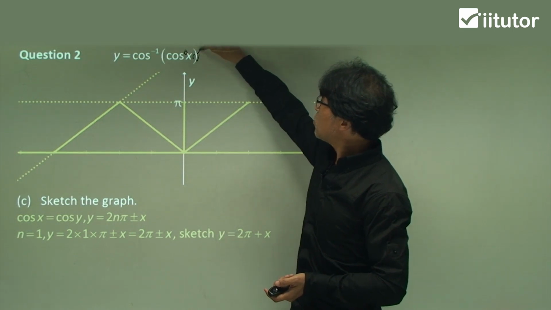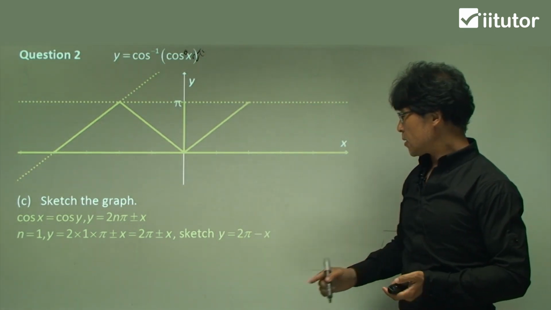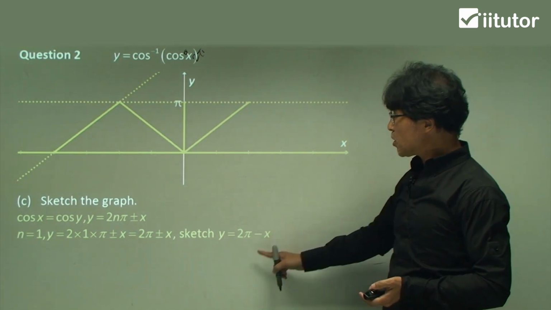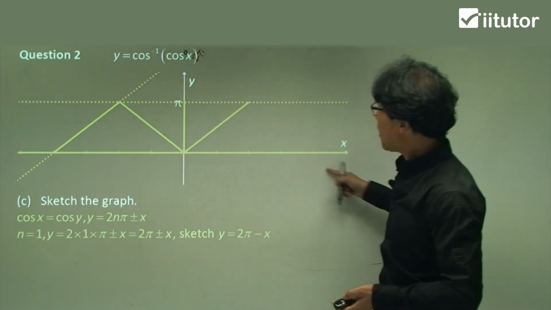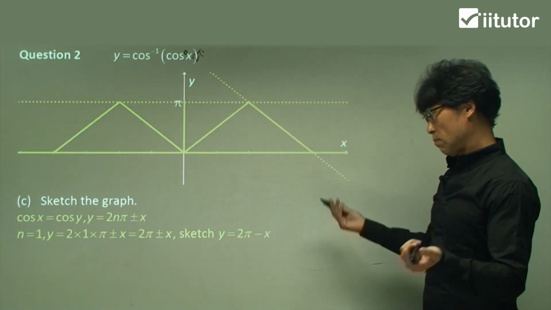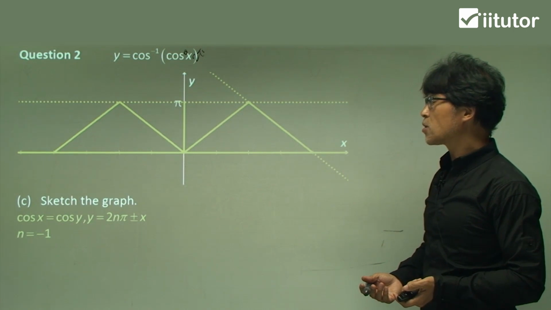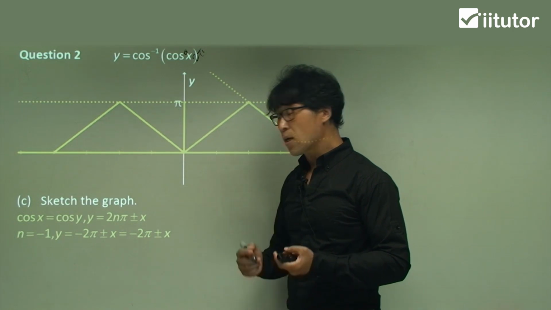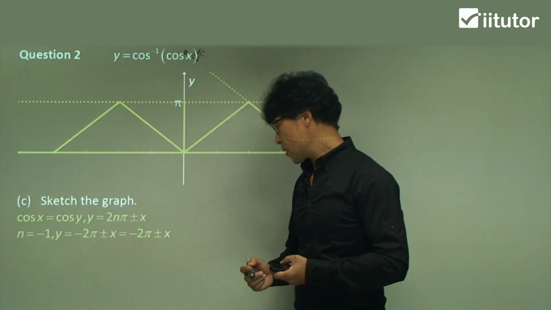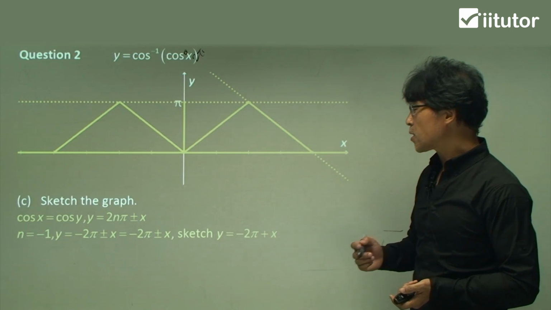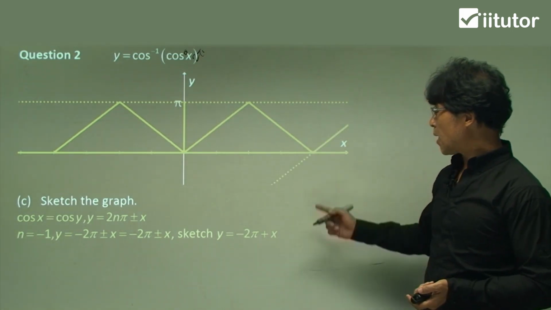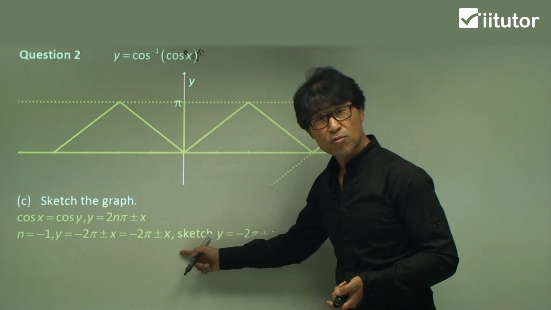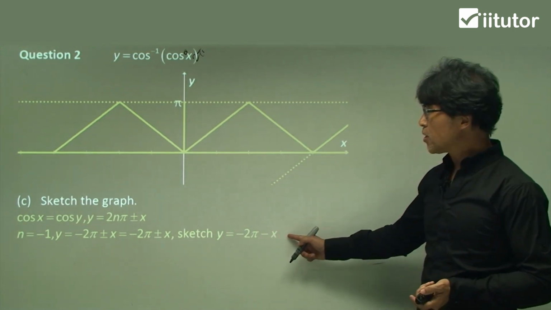And then sketch 2 pi minus x. There's a negative gradient, so it will be over here. What do you want to do next? Substitute n equals -1. So for -1, it comes out as -2 pi plus minus x. We can sketch one at a time. This is the graph for -2 pi plus x, because that will be -2 pi, and then the negative gradient the other side.